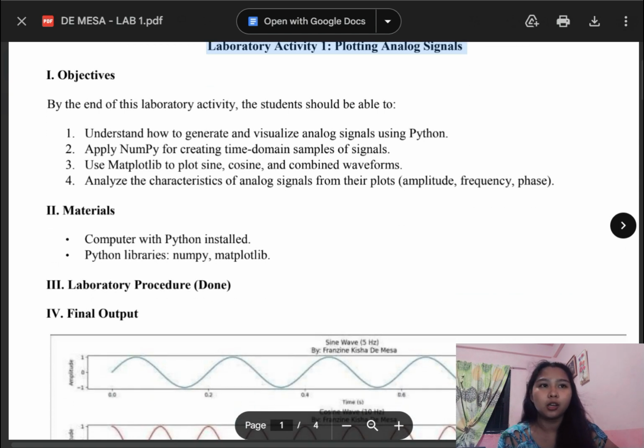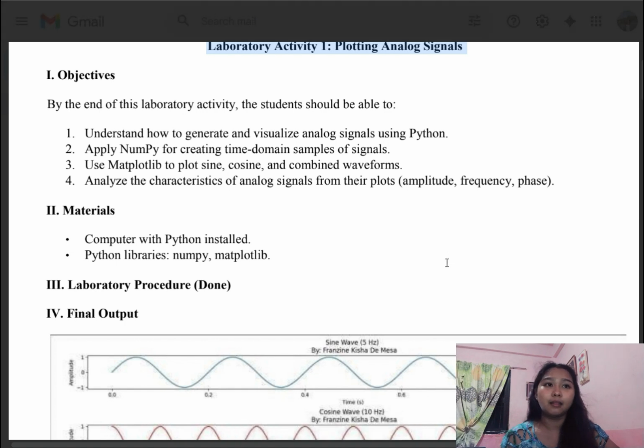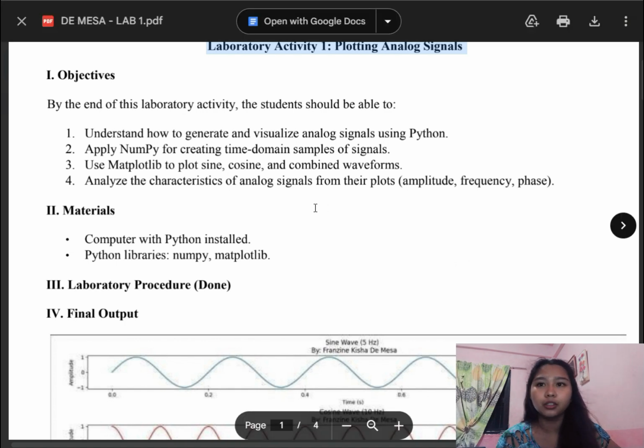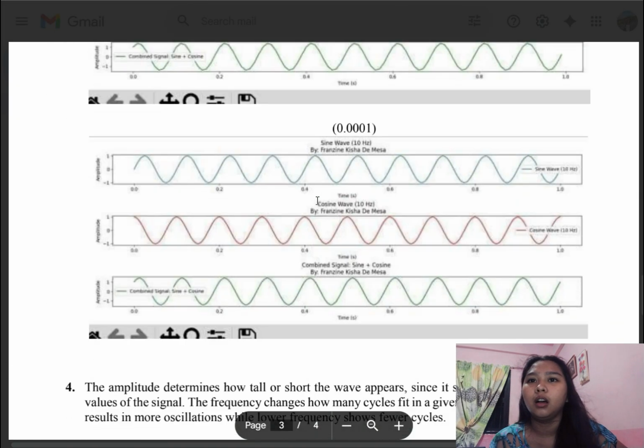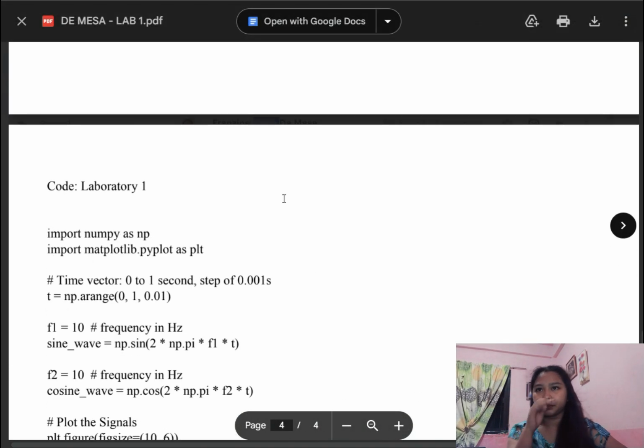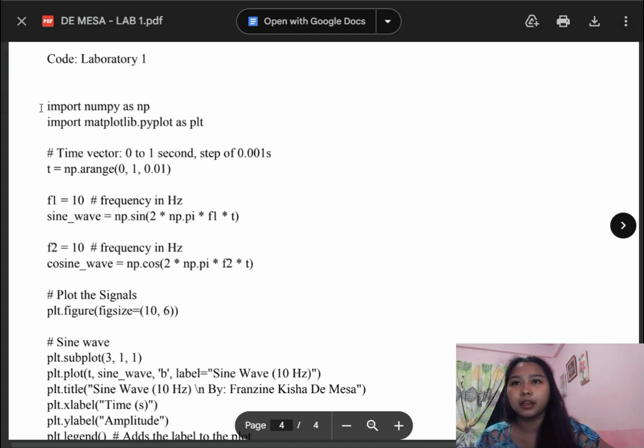For the materials, I only use my phone with the PyDroid app and the Python libraries like NumPy and Matplotlib. Let's now move on to the code. Here's the code. I just copied it from my laptop because I'm using my phone right now. And here's the code.